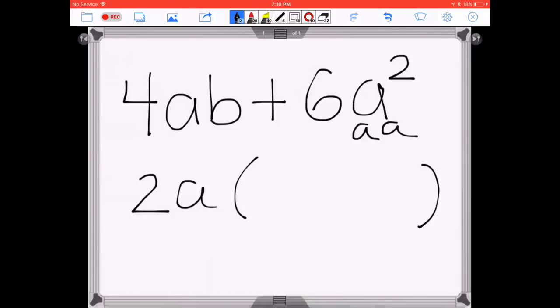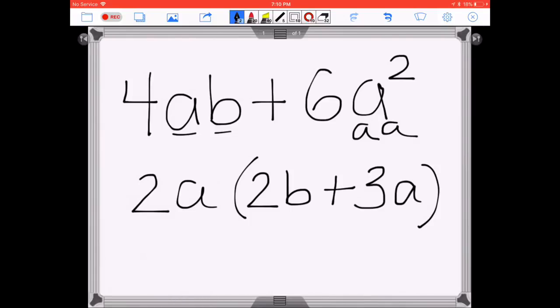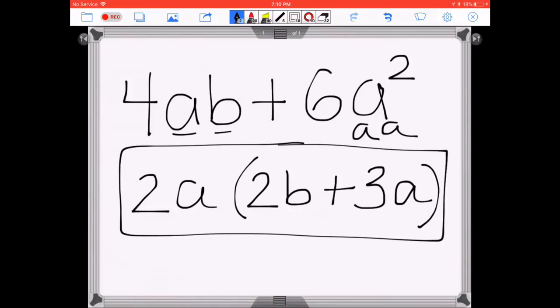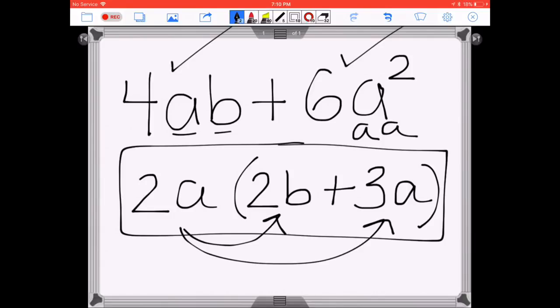Cool. So we're going to need another 2 inside here because 2 times 2 is 4. And we're going to need a b in here because we need to have an a and a b if we were to redistribute. Plus, 2 times what is 6? Well, that's going to be 3. And a times what is a squared? That's going to be another a. That's going to be our factored form. And if we went back and distributed, 2a times 2b would be 4ab. 2a times 3a is 6a squared.